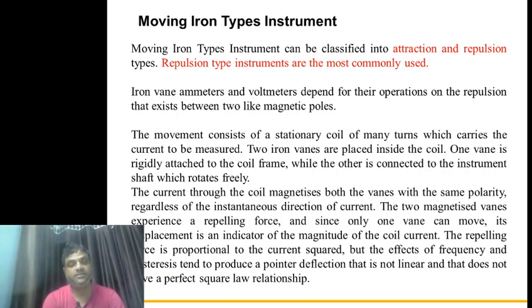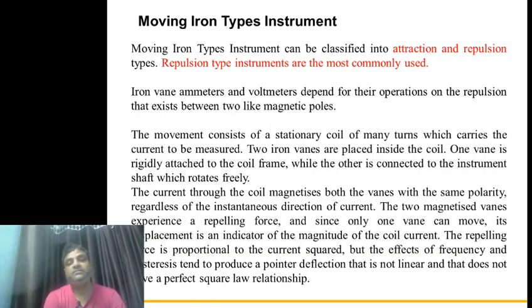Actually, in this type of instrument, two magnetic poles are created. One is N, and in front of N, another magnetic pole is N. Similarly, S in front of S, another magnetic pole is S. So N in front of N. So the repulsion will occur between two similar types of fields.